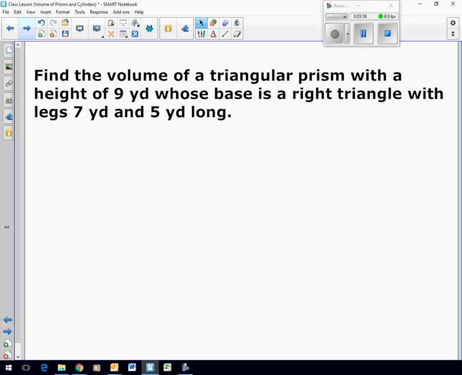The volume of a triangular prism with a height of 9 yards, whose base is a right triangle with legs of 7 yards and 5 yards. Anybody know how to calculate the area of a triangle? How do you calculate the area of a right triangle?